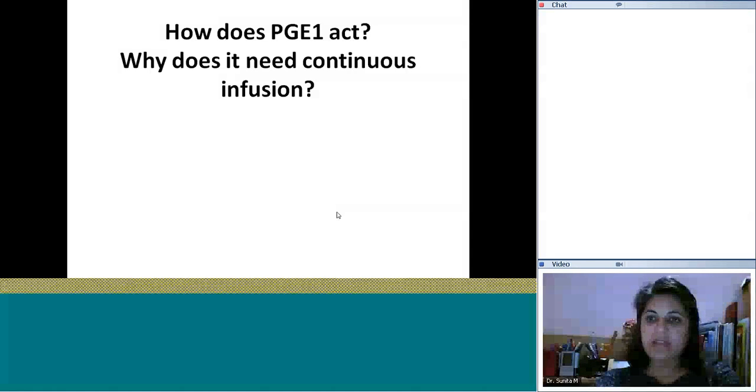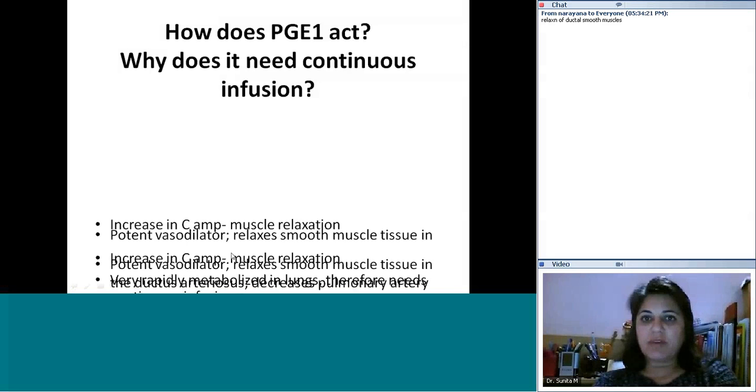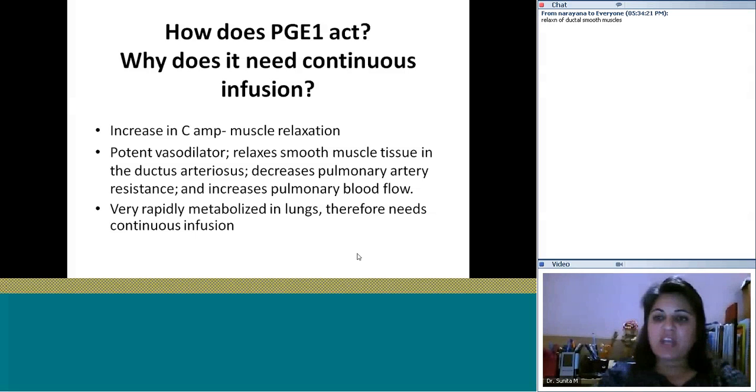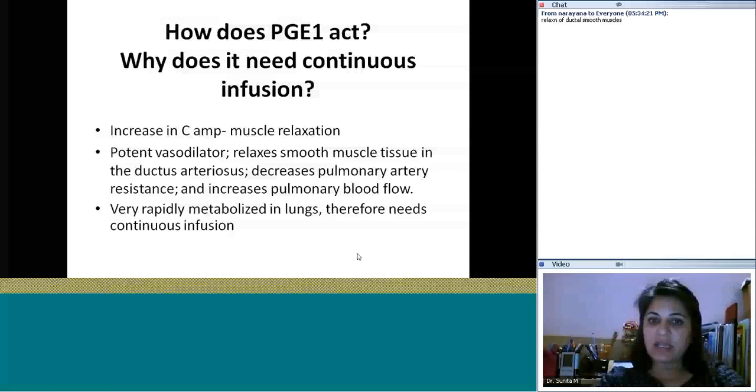Okay, so you've answered relaxation of ductal smooth muscle, which is true, but when someone asks you mechanism of action, then you need to talk about increase in cyclic AMP. So cyclic AMP is increased, this leads to muscle relaxation. So it's a potent vasodilator. It relaxes the smooth muscle tissue in ductus arteriosus as well as pulmonary artery. Actually, it even relaxes it in the systemic circuit, which is why you can get a drop in blood pressure.